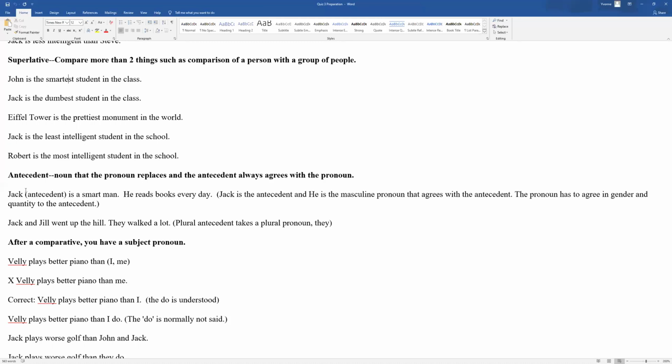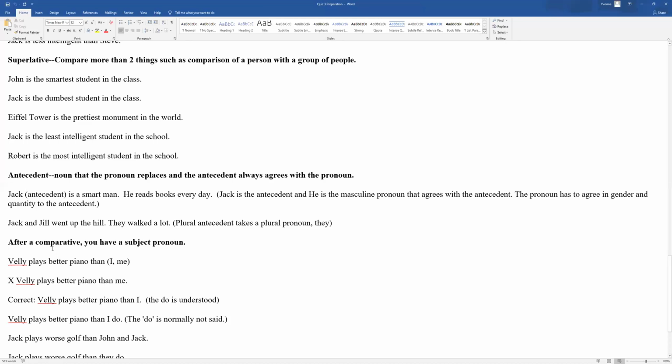And then the pronoun is a noun that replaces another noun. And so Jack and Jill, they. So if I were to say Sharon, you would say she. If I say Steve, you have he. And so the antecedent and the pronoun always have to match.